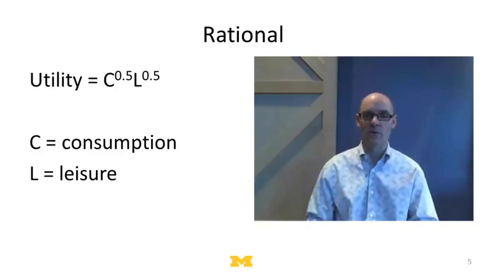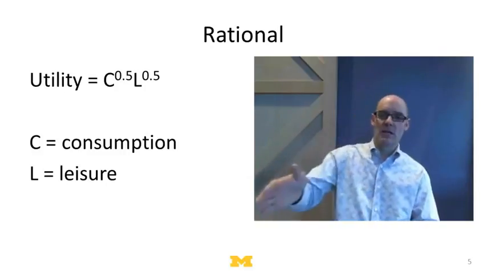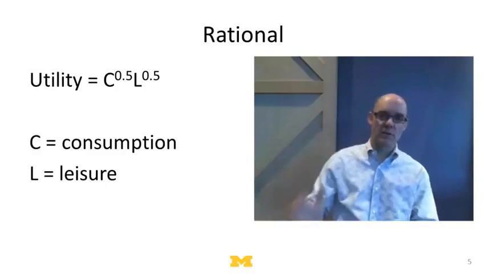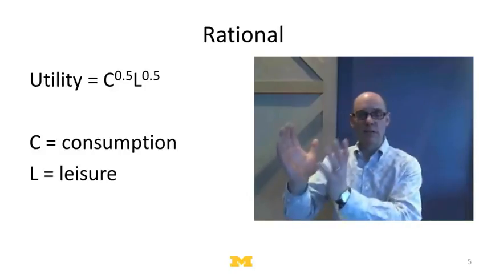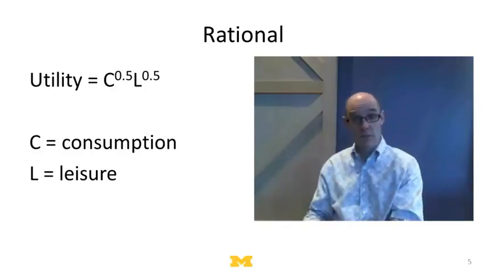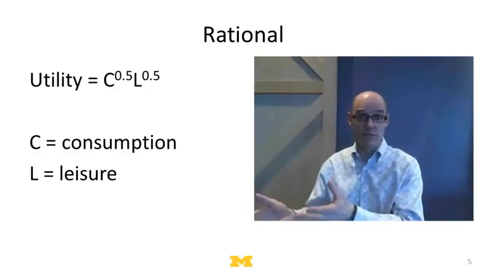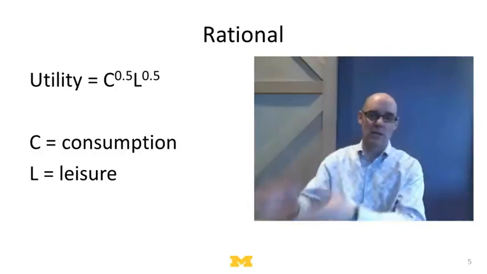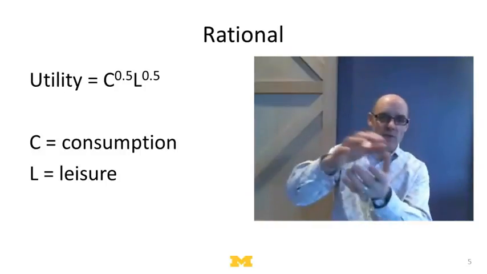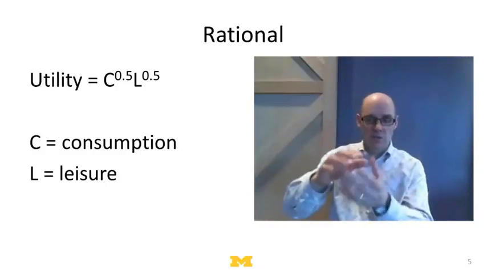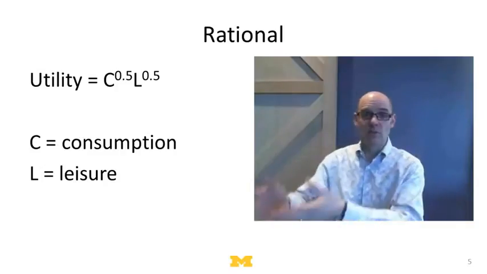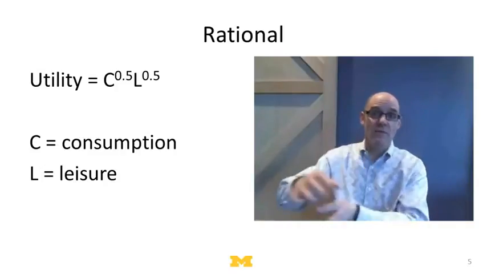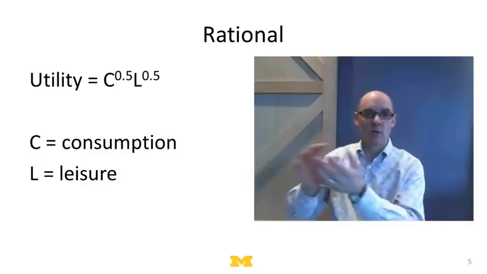Well, the square root function starts out up and then slowly falls off. So that means the first bit of consumption is really good, but then it becomes worth less. And the first bit of leisure is really good, right? The first hour of vacation is great, but by a week you're ready to get back to work. So that also falls off. They've got what they call diminishing returns. So this function says consumption is good, but it becomes less good the more you have. Leisure is good, but it becomes less good the more you have.